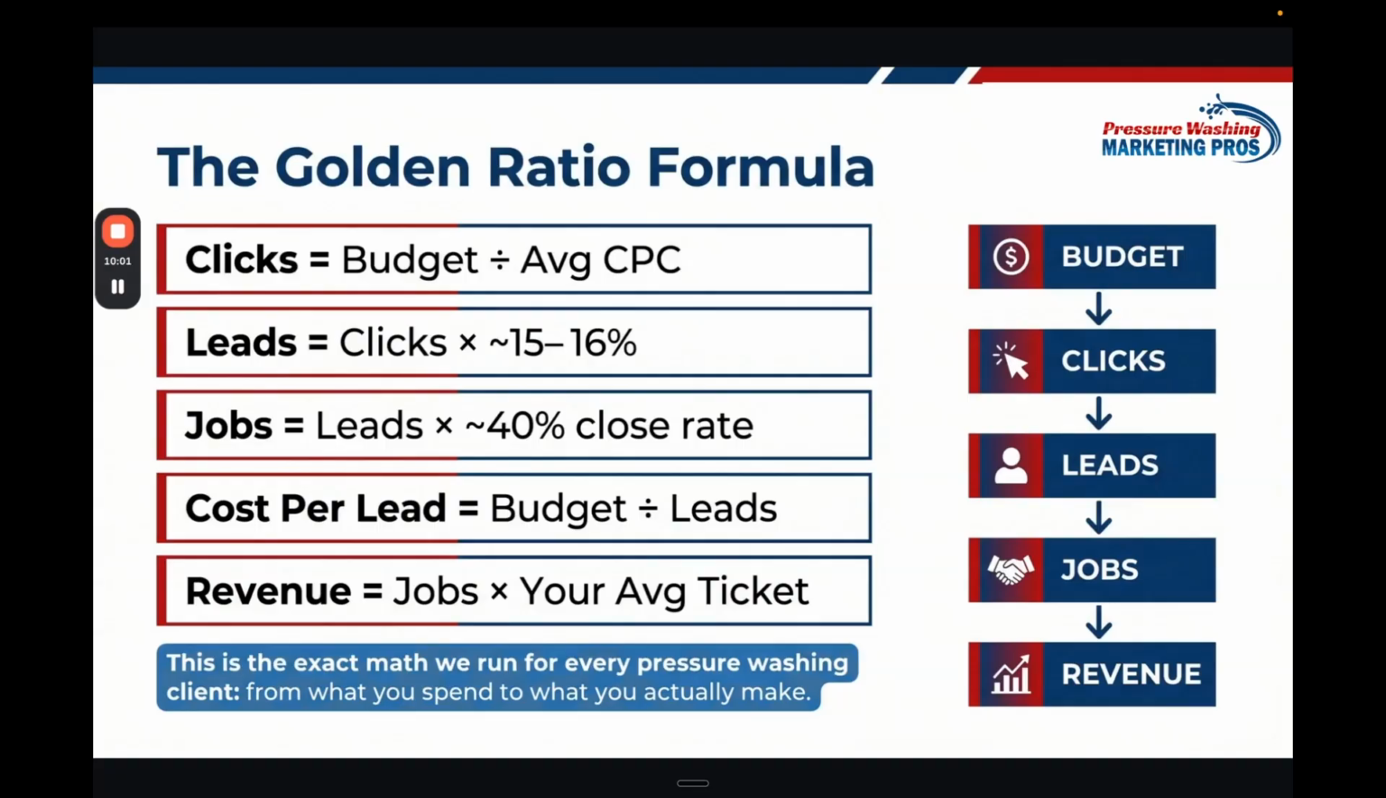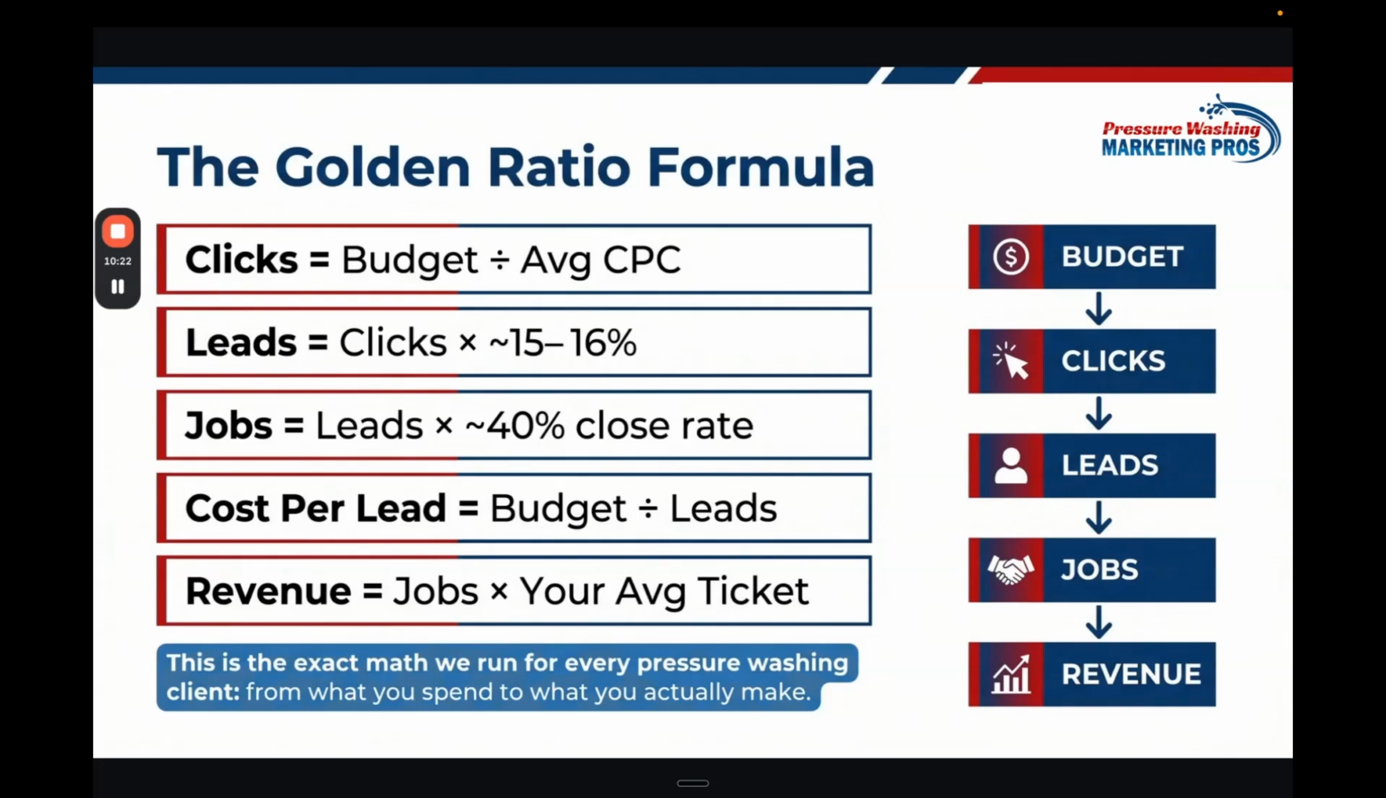And then from those clicks, you want to go ahead and use your conversion. Like, how much are you converting? Which usually I just say the standard is going to be 15%. So if I got 100 clicks and I'm converting 15% of those into leads, that's 15 leads. And then you want to look at jobs. So that's going to be leads times your close rate.